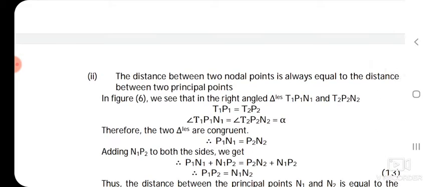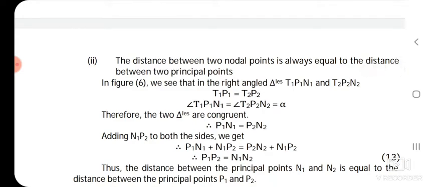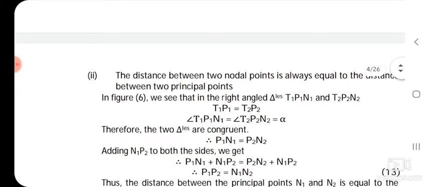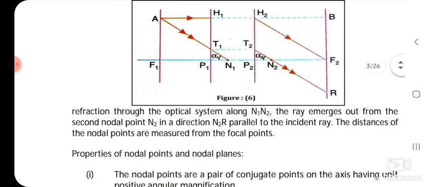So adding N1P2 on both sides, it gives P1N1 plus N1P2 is equal to N2P2 plus N1P2. If we add these two, P1N1 plus N1P2 gives P1P2.